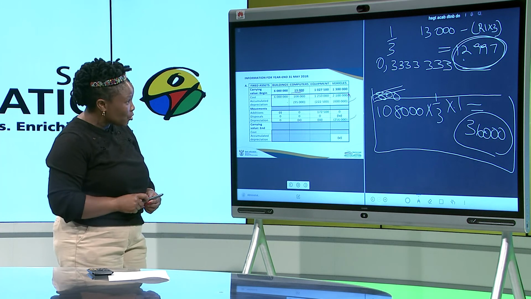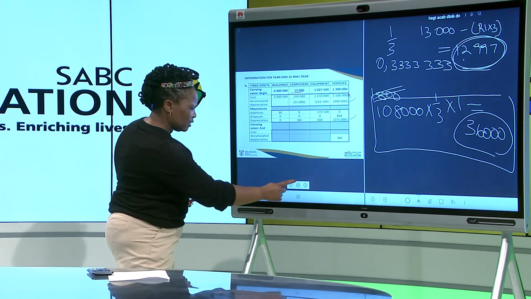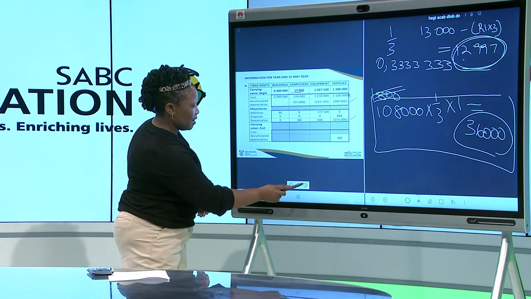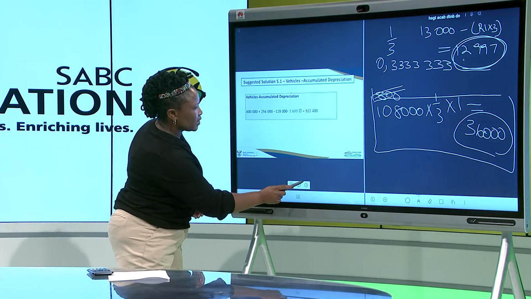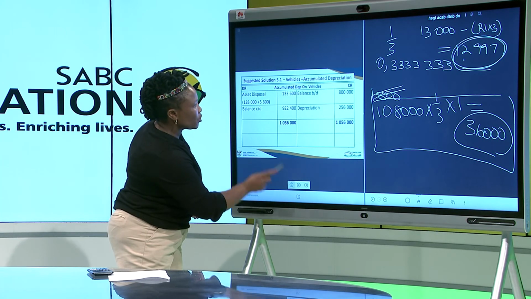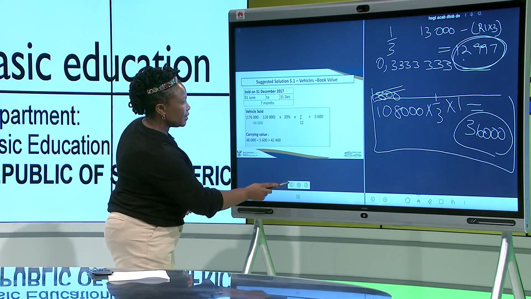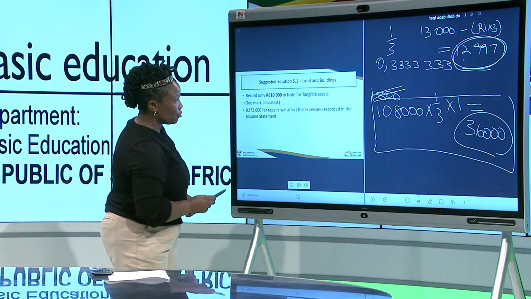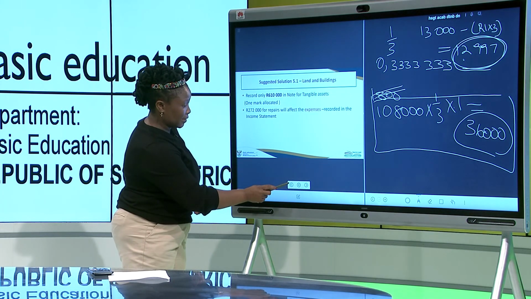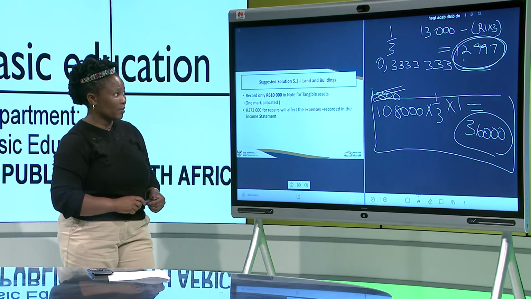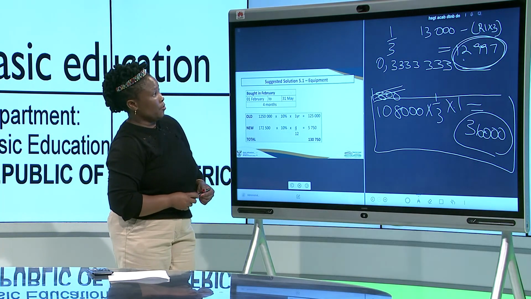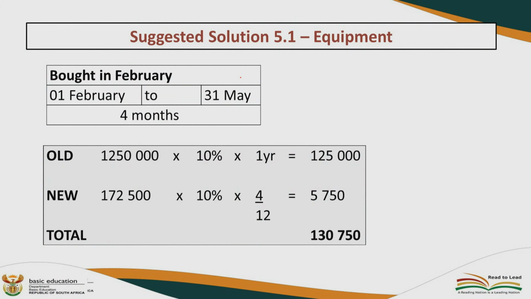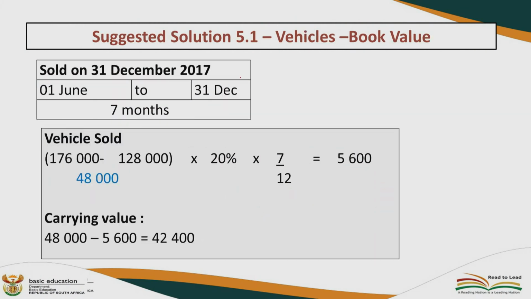I think we're done with the calculations. The calculations are done. I'm now going to take you to the solutions that are neatly written. I want you to go through these solutions step by step. This is everything that we have discussed earlier. Your equipment, we did these calculations also. And then your vehicles, they are done step by step.